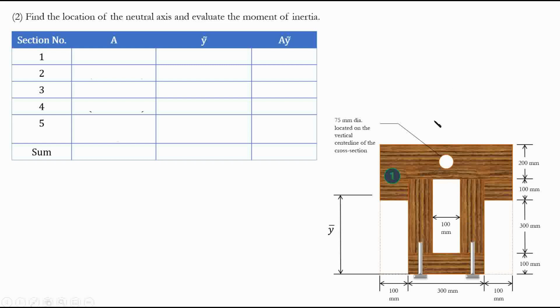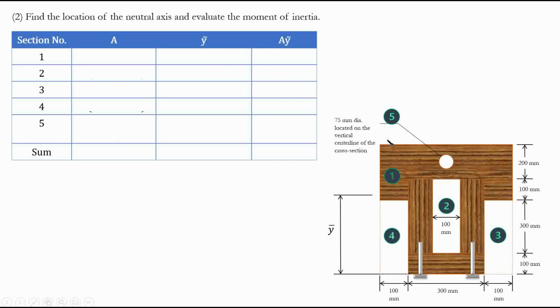So let's do it. So for section 1, the whole section, what is the area? The area is 500 multiplied by this, which is 100 plus 300 plus 100 plus 200, which is going to be 700, right? So 500 times 700 is the area. Of course, these are the sections that we said: section 1, section 2, section 3, section 4, and section 5. So remember again, section 1 is the whole rectangle, and sections 2, 3, 4, and 5 we are subtracting.